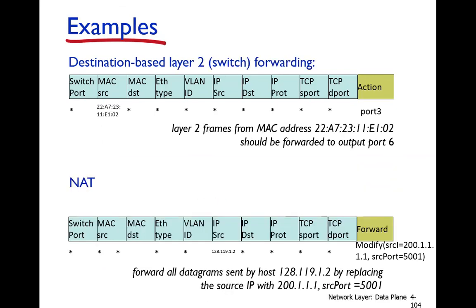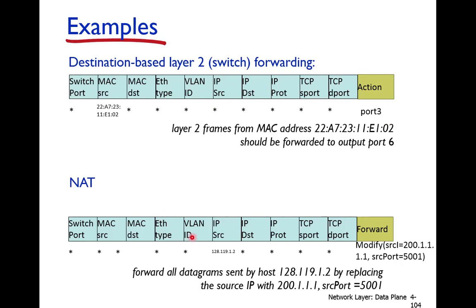Similarly, we can use the forwarding table for layer 2 switching. We will discuss it in chapter number 6. So you can see that if a packet arrives with this source MAC address, then it should be forwarded to port number 3. The rest of the fields are not checked, whatever their values are. Only if the source MAC address is this one, then it should be forwarded to port number 3.